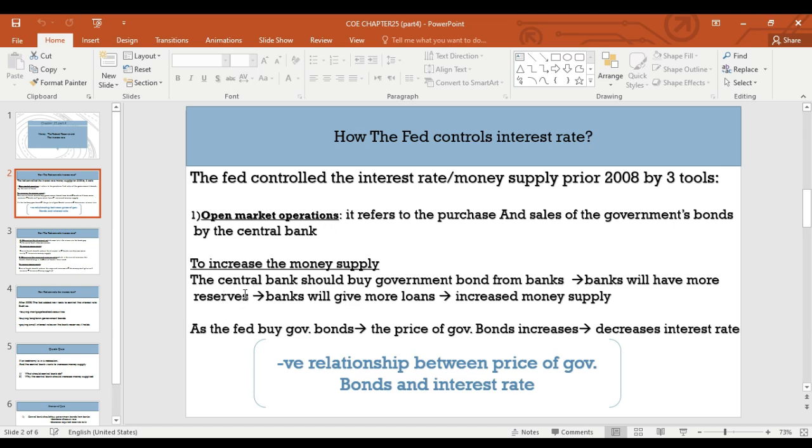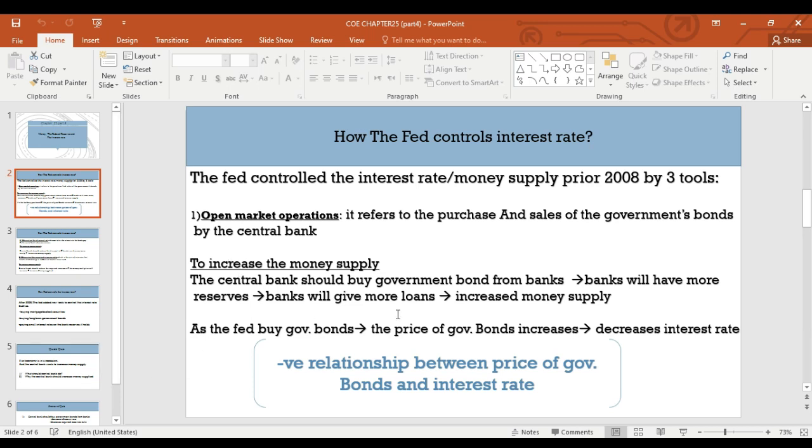Okay, so here we have an example if the Fed wants to increase the money supply. The central bank in this case should buy government bonds from banks, and then banks will have more reserves, and this will make banks give more loans. They will be able to give more loans, and this will increase the money supply. And the opposite also: if the money supply should be decreased, the central bank should sell government bonds to banks, and then banks will have less reserves, and banks will not give so many loans, and this will decrease the money supply.